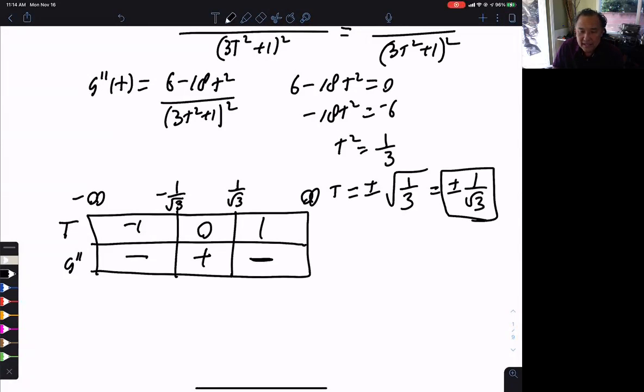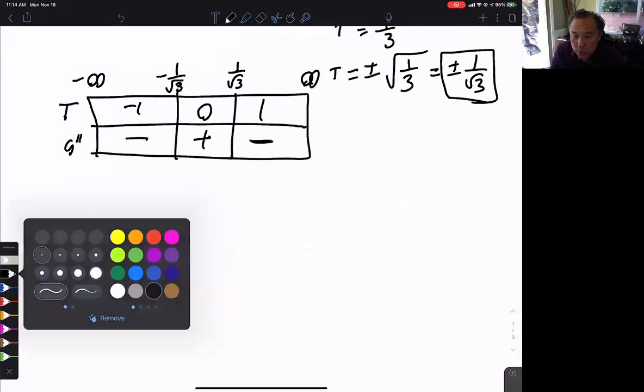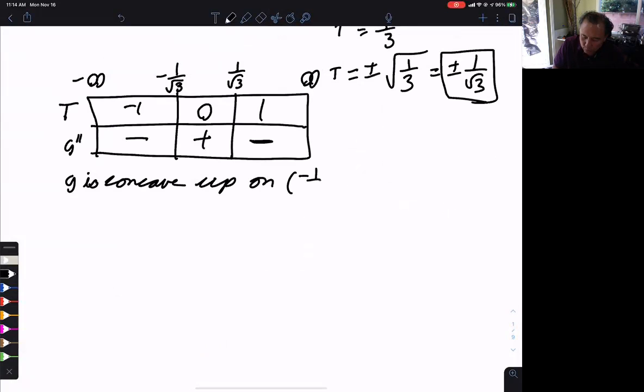So from this, I'm pretty much done. I'm going to come to my conclusion. They want to know when it's concave up, when it's concave down. I will say G is concave up where? On one interval. On the interval from -1/3 to 1/3. Why? Because when the second derivative is positive, my graph is concave up. That's something you should know for any quiz coming up in your near future, hint, hint.